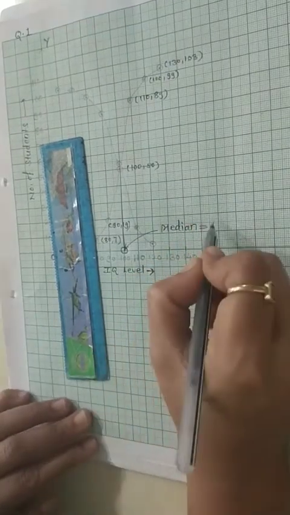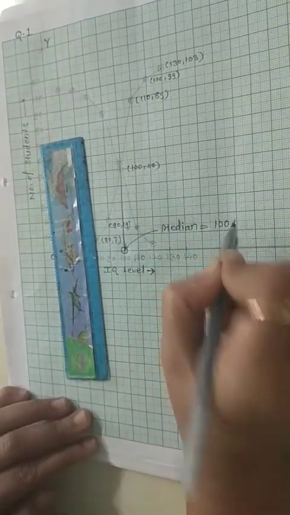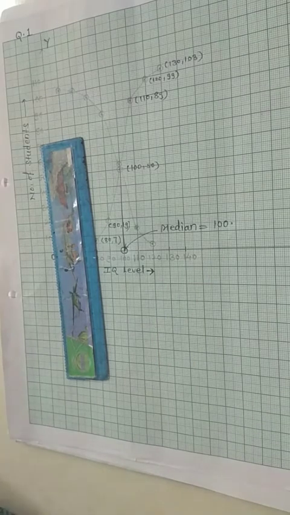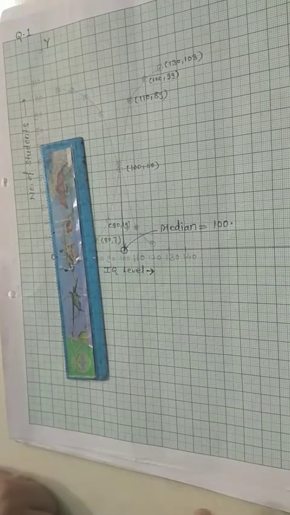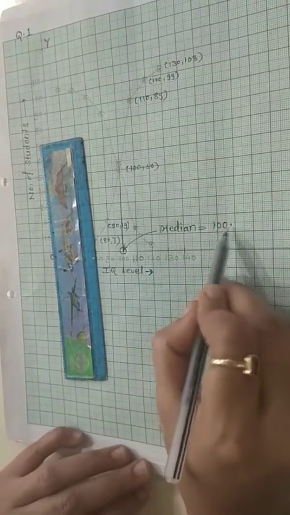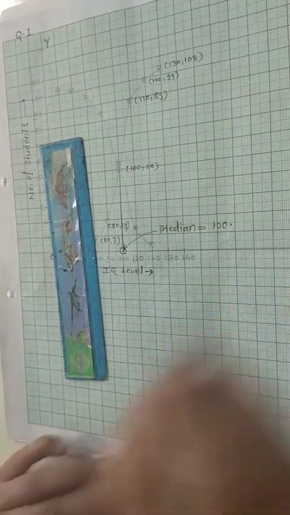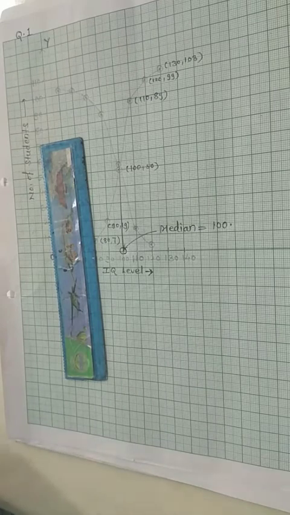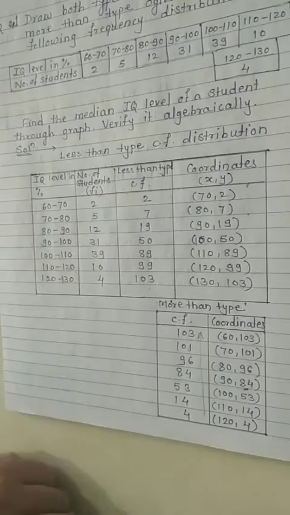Now here the median is 100 point something which is not clear. Now we have to find it algebraically. So we can write here 100.2345. Now that we will verify using the formula.